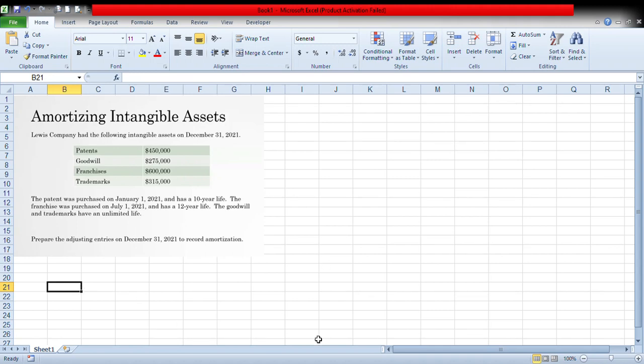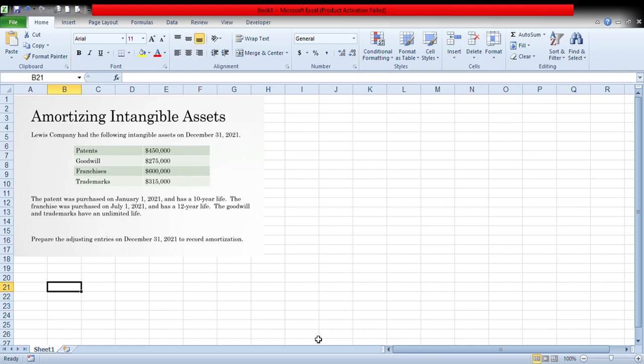In today's short video lesson, I'm going to teach you amortization of intangible assets. We have the following intangible assets: patents, goodwill, franchises, and trademarks. The patent was purchased on January 1st, 2021 and has a 10-year life. The franchise was purchased on July 1st, 2021 and has a 12-year life. The goodwill and trademarks have an unlimited life.